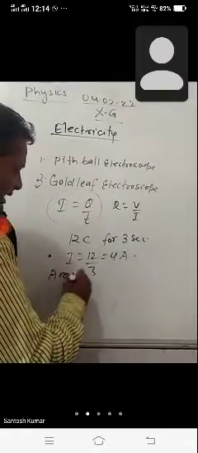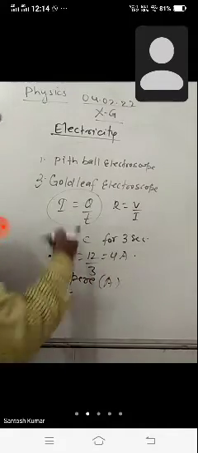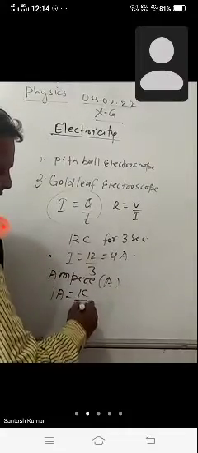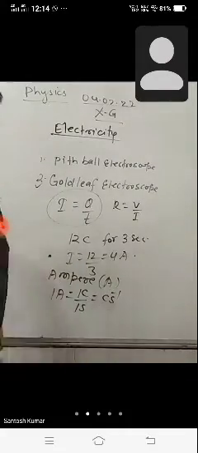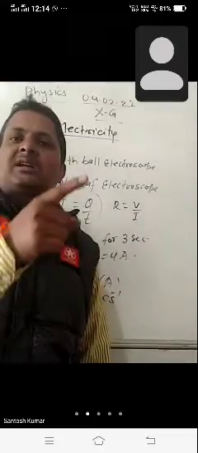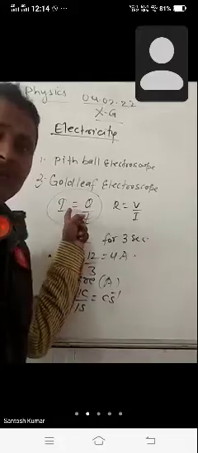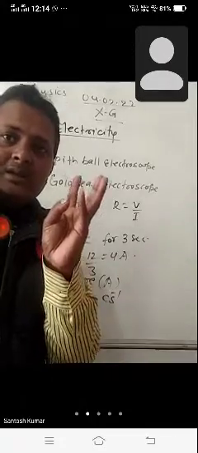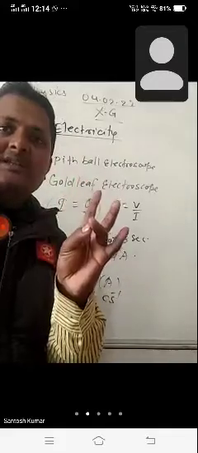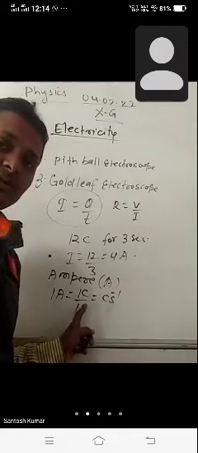It is measured in ampere. The SI unit is ampere. So what is the value of 1 ampere? It is 1 coulomb per second. It means when 1 coulomb of charge flows for 1 second through any conductor or circuit, the magnitude of the current flowing through that circuit will be 1 ampere. So you need to define it in your own words. With the help of this formula, you can give the definition and also the SI unit.